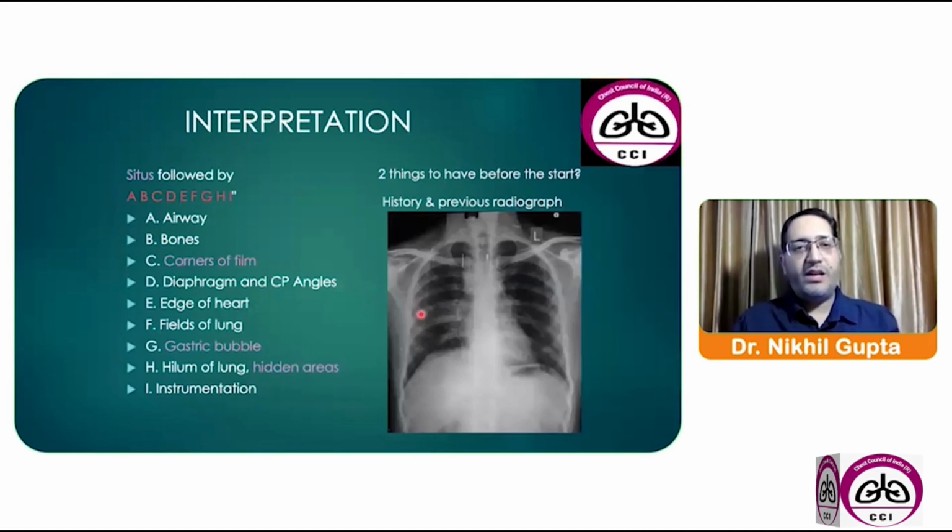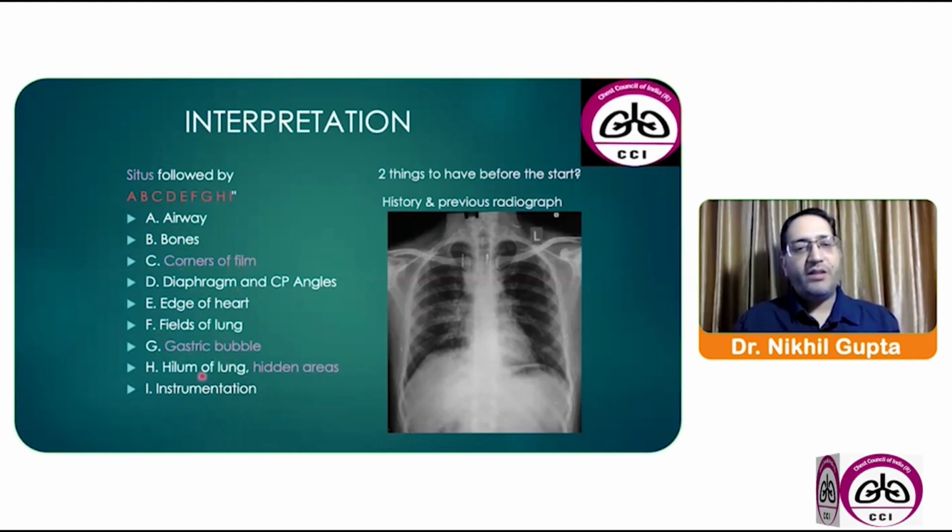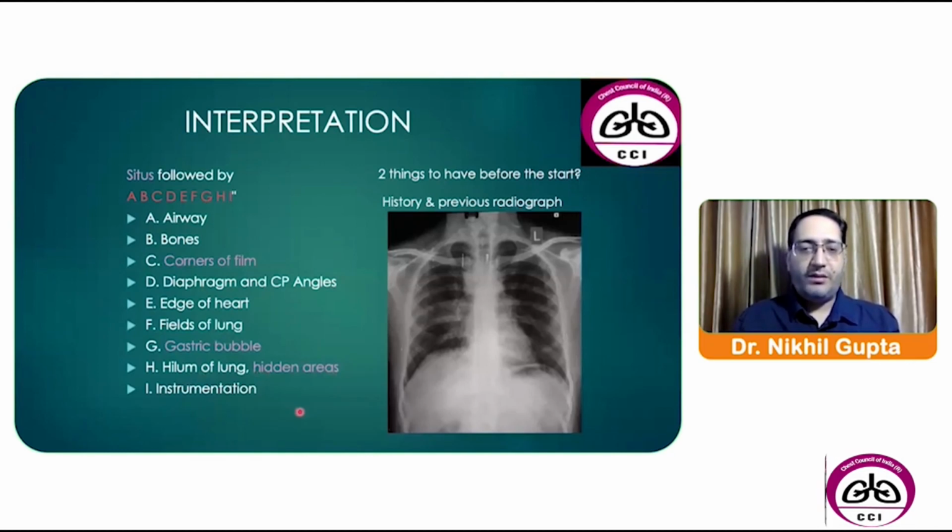Coming to the interpretation of chest X-ray. First two things before we start are history and a previous radiograph for comparison. Then we interpret. First we look at the situs. Then we go by the acronym A, B, C, D, E, F, G, H, I. A is for airway, B is for bones, C is for corner of the film, D is for diaphragm and CP angles, E is for the edge of the arch, F is for the fields of lung, G is for gastric bubble, H is for hilum of lung, hidden areas, and I is for instrumentation.